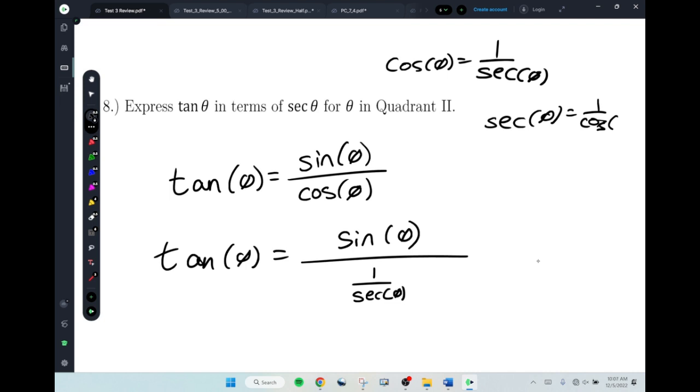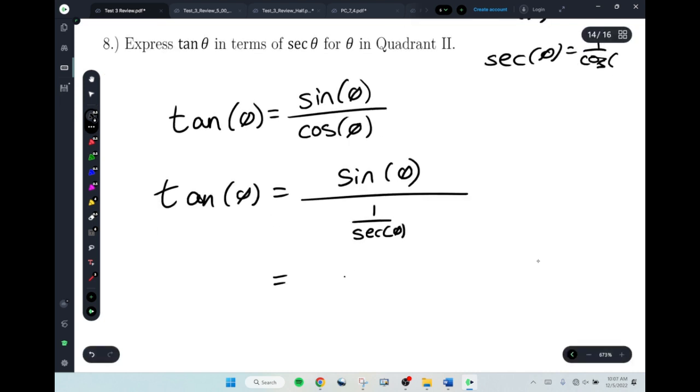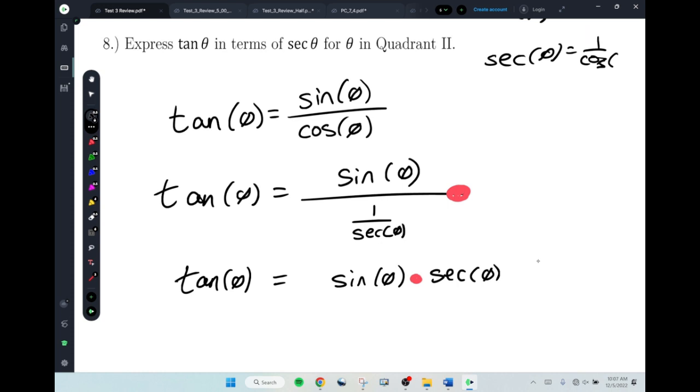Yeah, we can flip that, though. Keep, change, flip. Keep the top, change division to multiplication, flip the bottom. You're done. That's your keep, change, flip. But we don't have tangent in terms of secant. We have tangent in terms of sine and secant. So we got to figure out a way to change sine to secant.